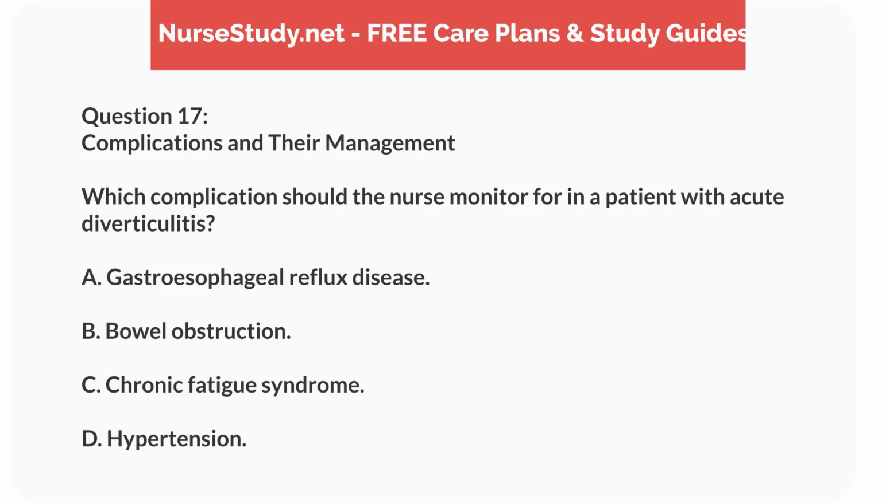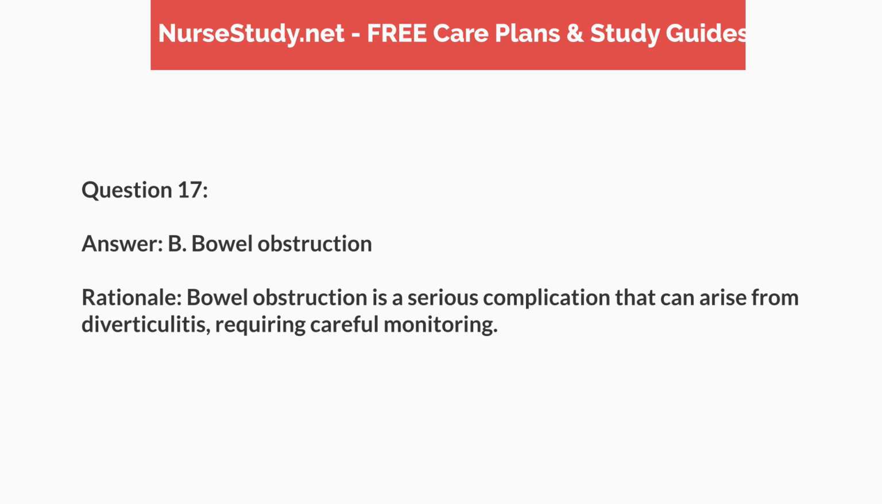Question 17. Complications and their management. Which complication should the nurse monitor for in a patient with acute diverticulitis? A. Gastroesophageal reflux disease. B. Bowel obstruction. C. Chronic fatigue syndrome. D. Hypertension. Answer: B. Bowel obstruction. Rationale: bowel obstruction is a serious complication that can arise from diverticulitis, requiring careful monitoring.